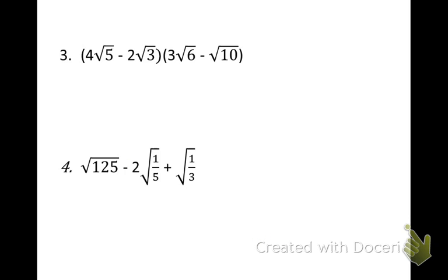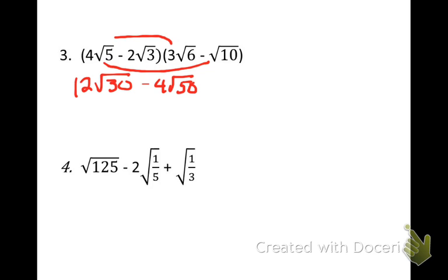Again, on this one I need to use my FOIL method. So the first, I'm going to multiply my numbers. It'll be these two. 4 times 3 is 12. And the square root of 5 times 6 is 30. The outside would be these two, so it's minus 4 times the square root of 50. The inside is going to be minus 6 times the square root of 18.